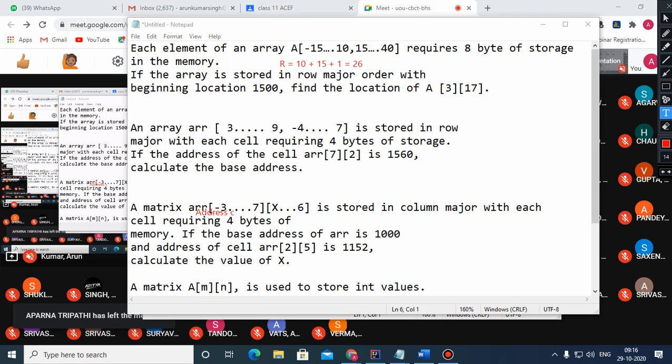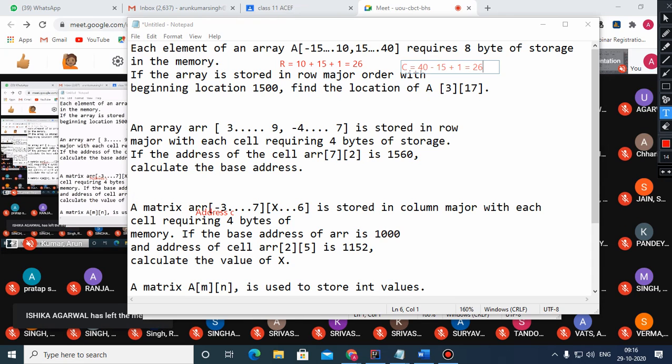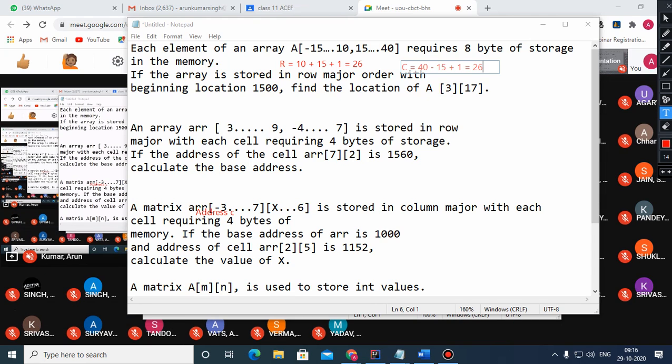And further we are going to calculate this capital C, which is 40 minus 15 plus 1, and again it is 26. So total number of rows and total number of columns are 26. Capital C will be UC minus LC, which is 40 minus 15 plus 1. And capital R, which is total number of rows, will be UR minus LR plus 1. And since LR was minus 15, that's why I have added 10 plus 15.